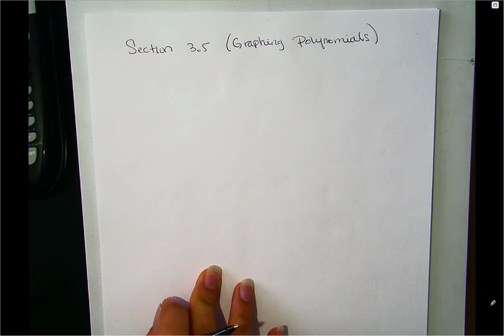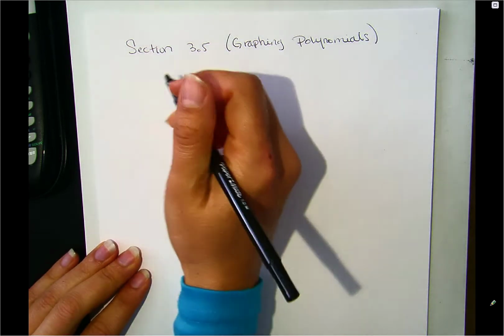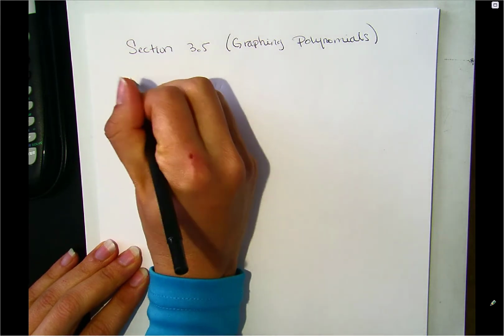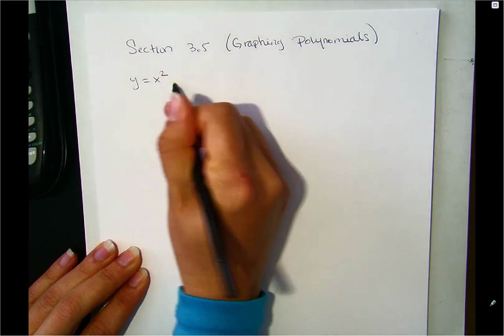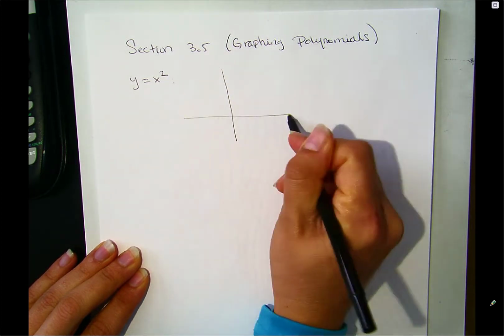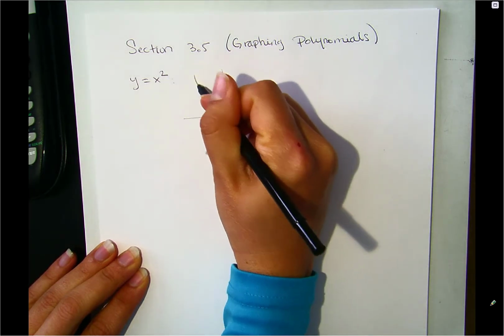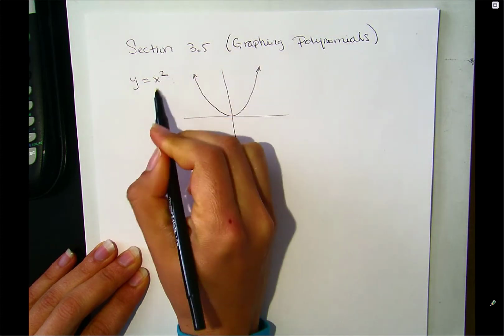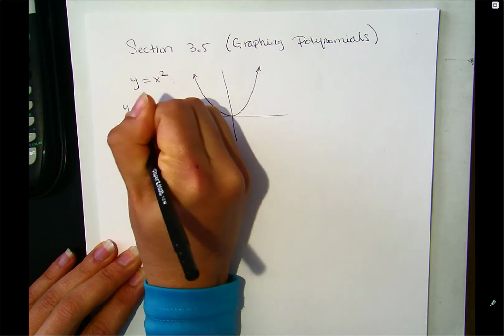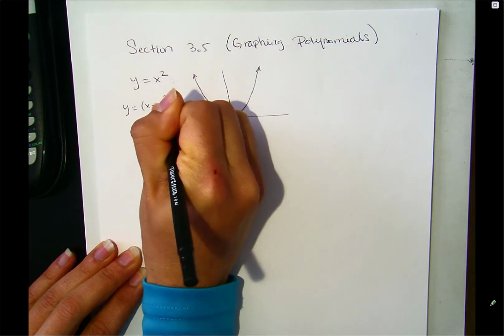Hi there. In this video I'm gonna do a couple of examples of section 3.5, graphing polynomials. So we already know how to graph some of our polynomials, like y equals x squared. This is a parabola, and when we did it by plotting points. But now we could also do it by looking at the vertex.